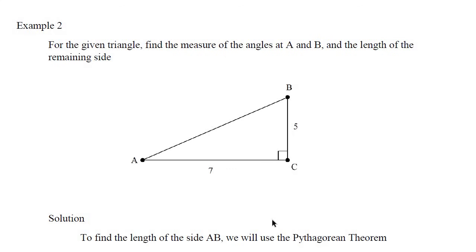Alright, so for this triangle, I do not know any of the angles other than my right angle, and I know two sides. So when I take a look at this, I know side BC, which I usually think about as the opposite side, and I know side AC, which I usually think about as the adjacent side. So I know the opposite side and the adjacent side, but I don't know the hypotenuse. Well, to find the hypotenuse, I can use the Pythagorean theorem.